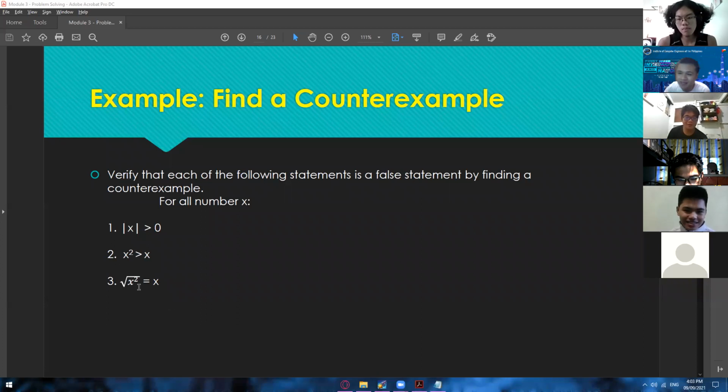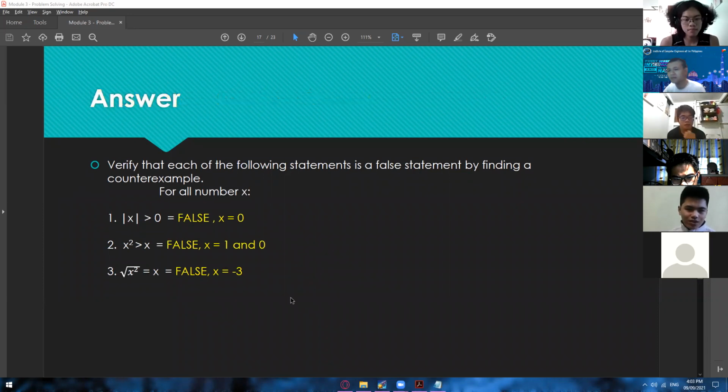Okay, so -3 raised to 2 is of course positive 9, and if you square that, it will become positive, but the right side x is still negative. So positive 3 is not equal to -3. So the correct answer is -3. I think -1 is also correct. So there are a lot of counterexamples out there. You just need to find one. So here are some of the answers.